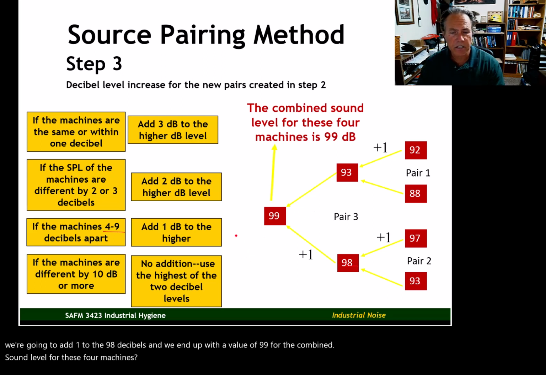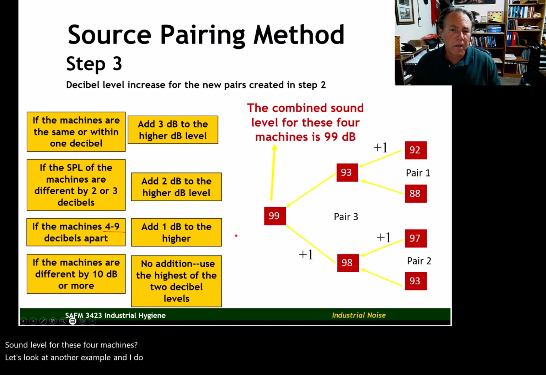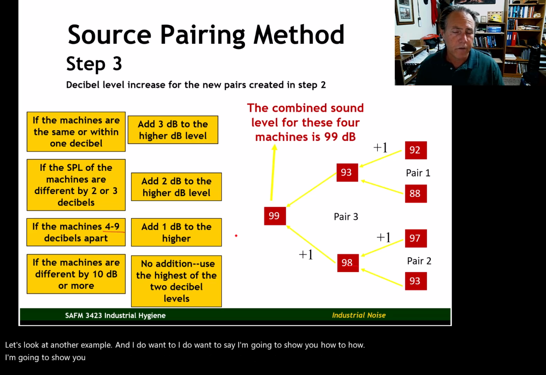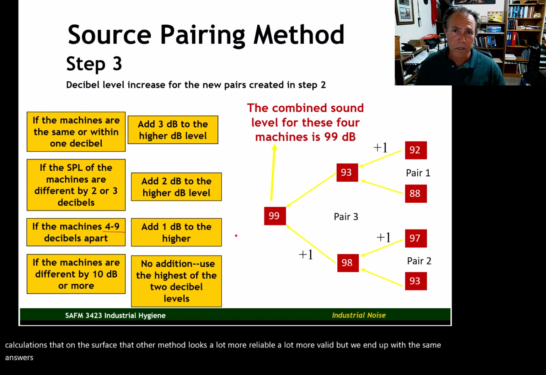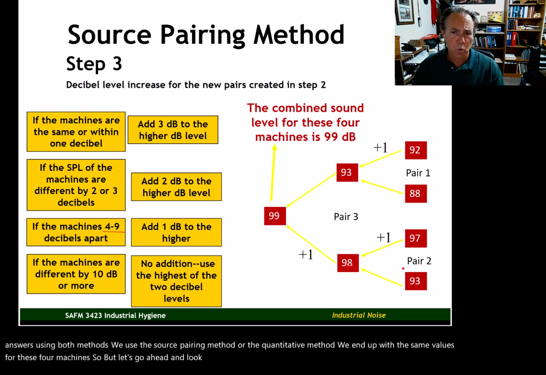Let's look at another example, and I do want to say I'm going to show you another method that we could have used, a method that's more quantitative, that involves more calculations. On the surface, that other method looks a lot more reliable, a lot more valid, but we end up with the same answers using both methods. We use the source pairing method or the quantitative method, we end up with the same values for these 4 machines. But let's go ahead and look at another example for the source pairing method.